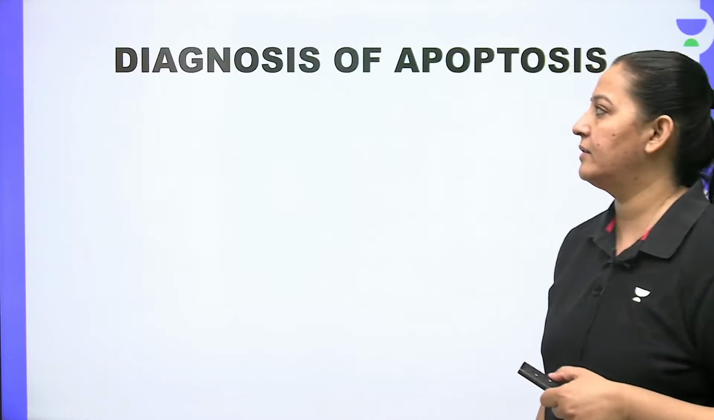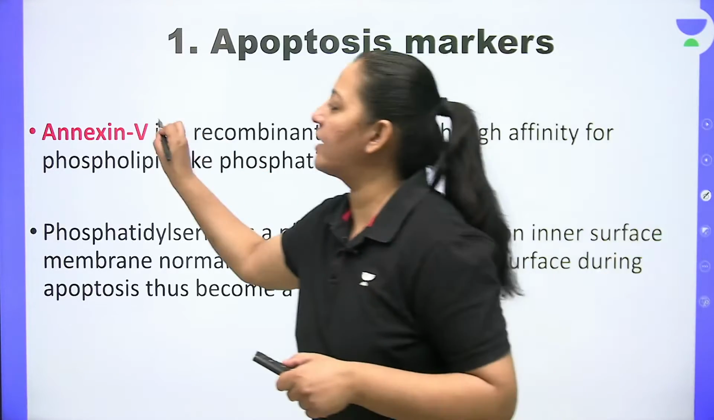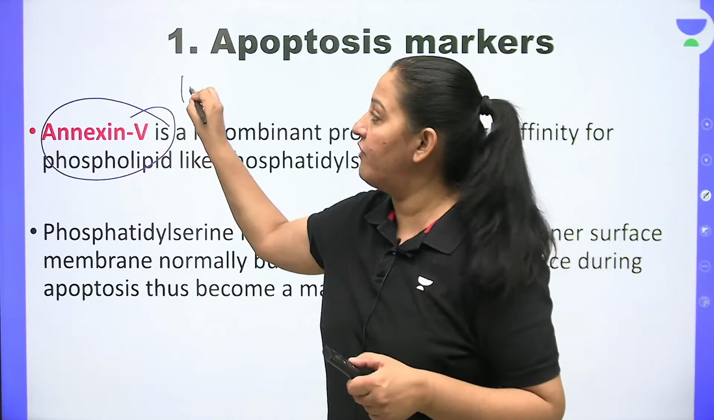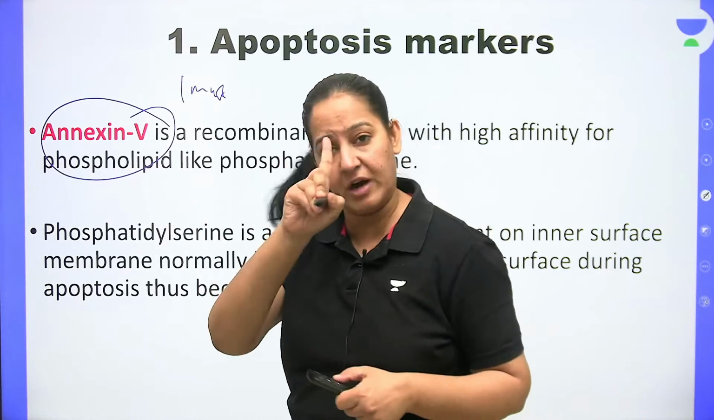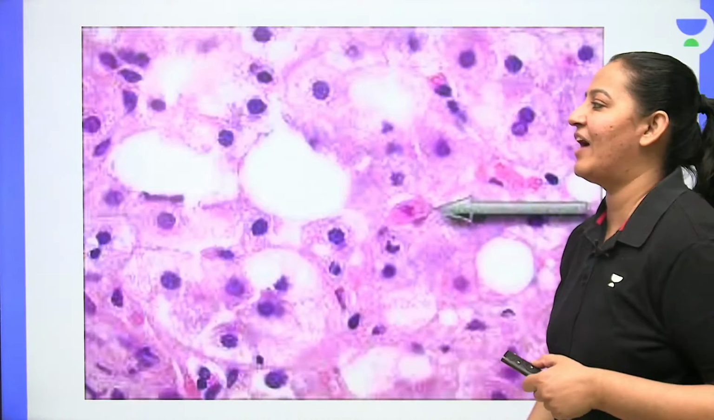So there is a marker. There is an apoptotic marker. The name of the marker is annexin 5. If you write this, I will give you 1 mark in your university exam. Annexin 5 is the marker.